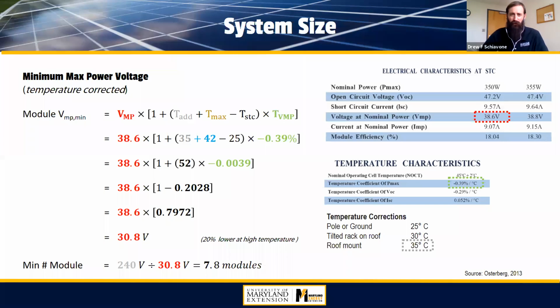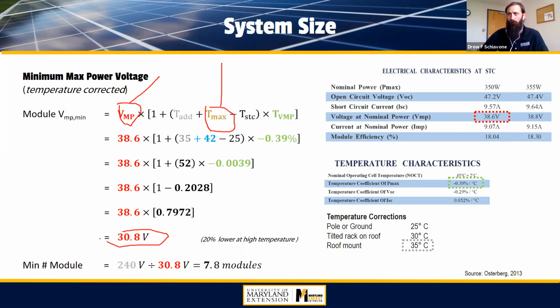This is just the flip side of that. And so I'm looking at this case at really high temperatures. In this case, the only difference is I've changed the maximum temperature and I'm using the voltage at maximum power. This maximum temperature comes from the weather report that I'm using. The maximum voltage comes from the back of the solar module.